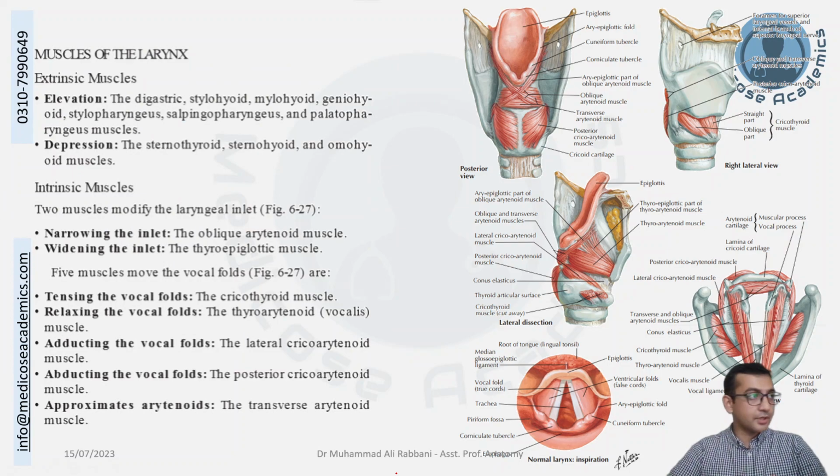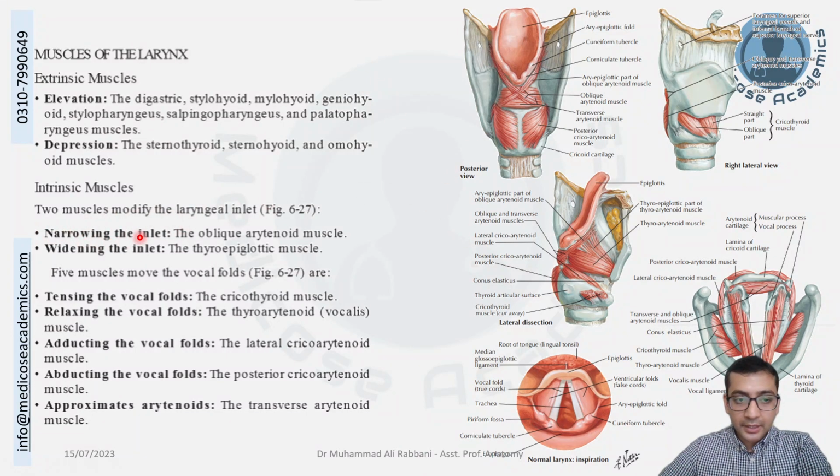These are the summary slides again from Snell's. These are talking about the elevators and the depressors of the larynx. The elevators include all the suprahyoid muscles, and among the infrahyoid muscles, the thyrohyoid, the digastric, stylohyoid, mylohyoid, geniohyoid, and the elevators of the pharynx elevate the larynx indirectly: stylopharyngeus, salpingopharyngeus, palatopharyngeus. You will see them in the pharynx lectures. And the depressors include 3 out of the 4 infrahyoid muscles: the sternohyoid, sternothyroid, and the omohyoid muscle.